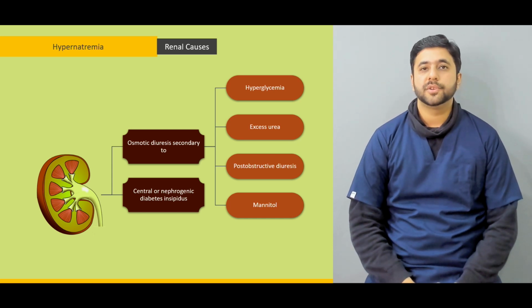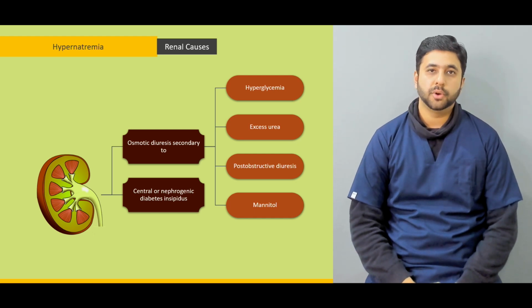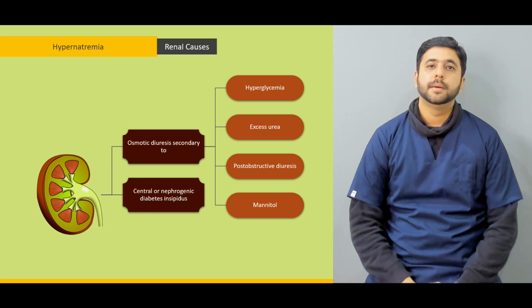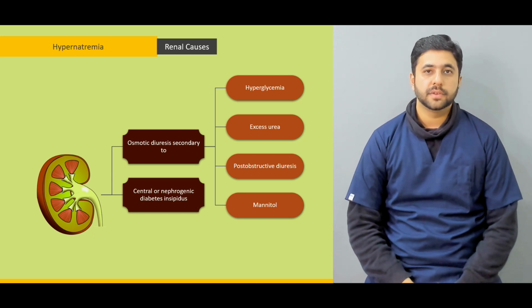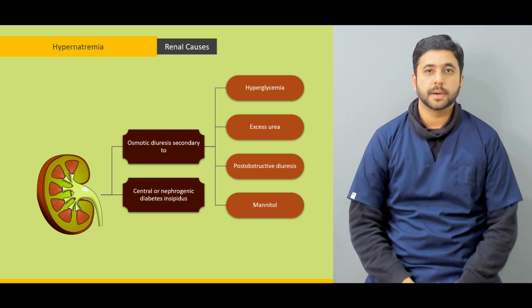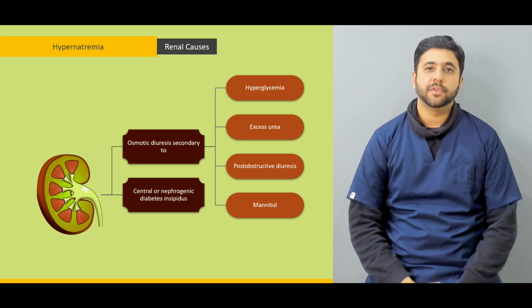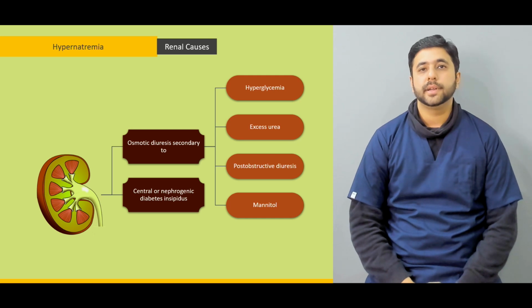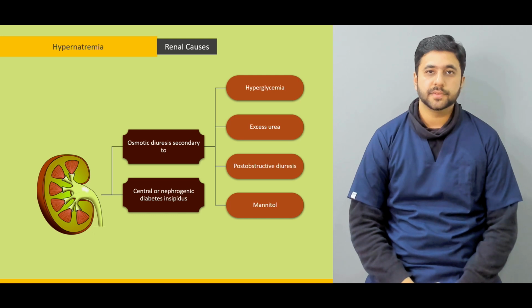The other one is the nephrogenic diabetes insipidus, in which the ADH secretion is normal by the body. Pituitary is working fine, but there is some abnormality at the level of the kidney. Be it because of some drugs, for example, like lithium or ifosfamide, or because of some tubular injury like acute tubular necrosis or tubulointerstitial disease, which can lead to this nephrogenic diabetes insipidus.